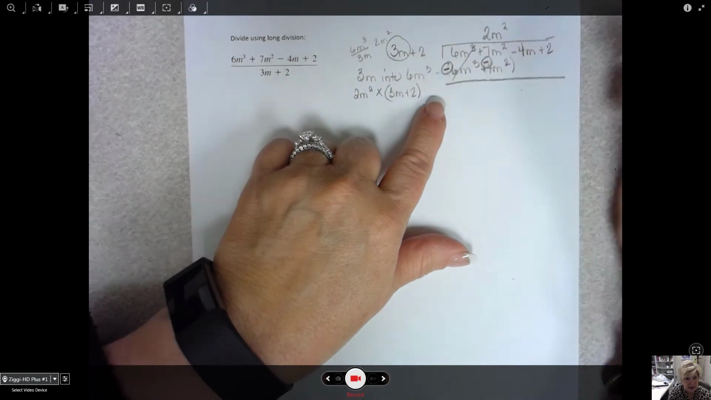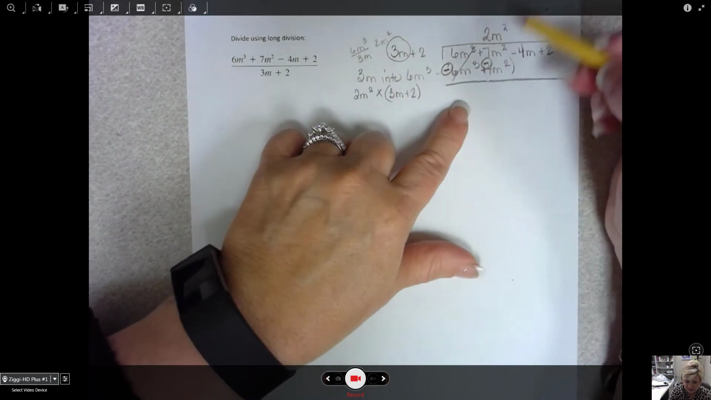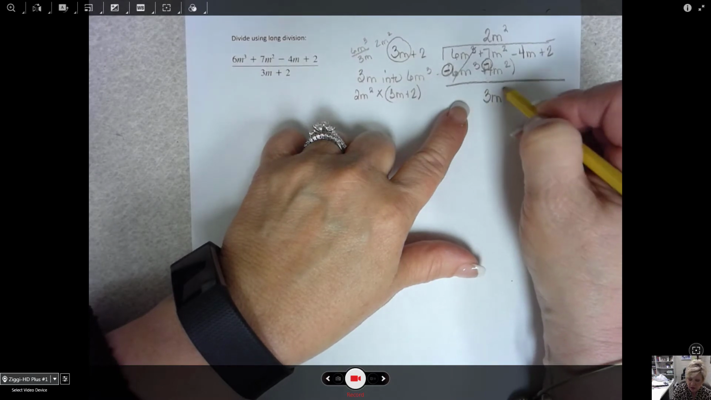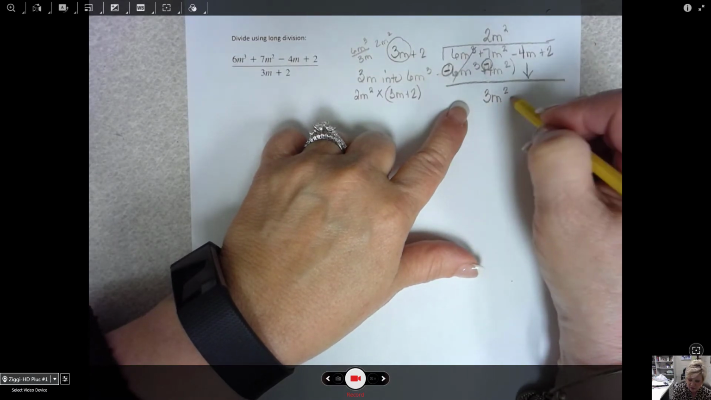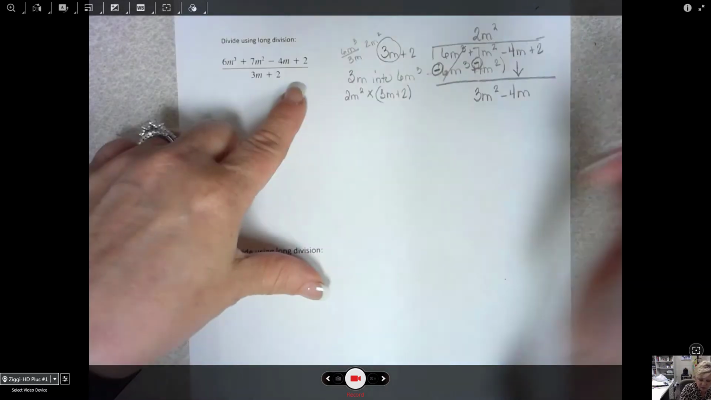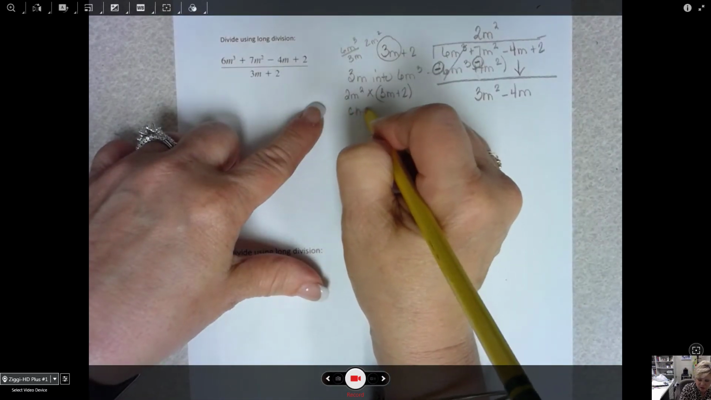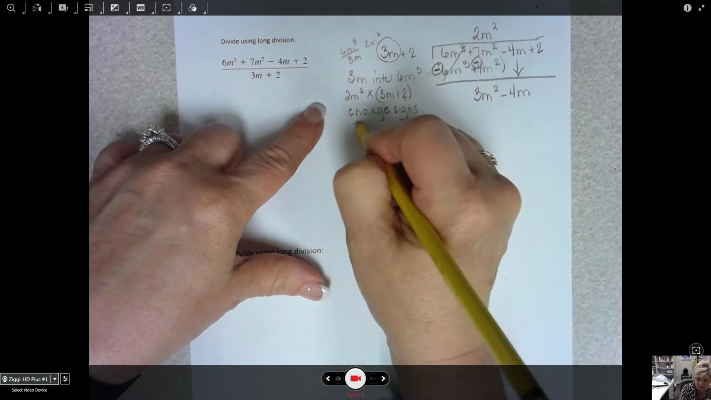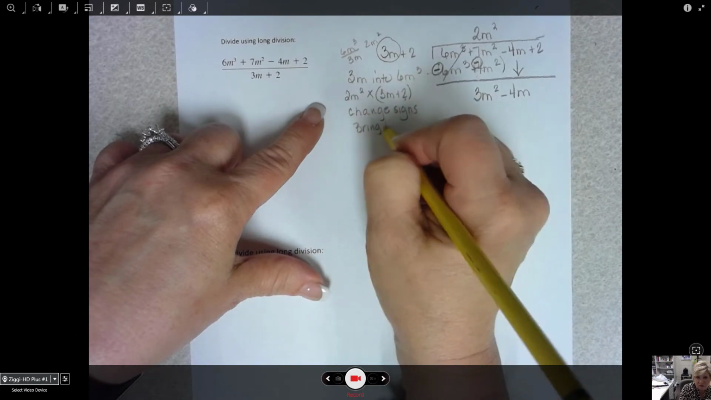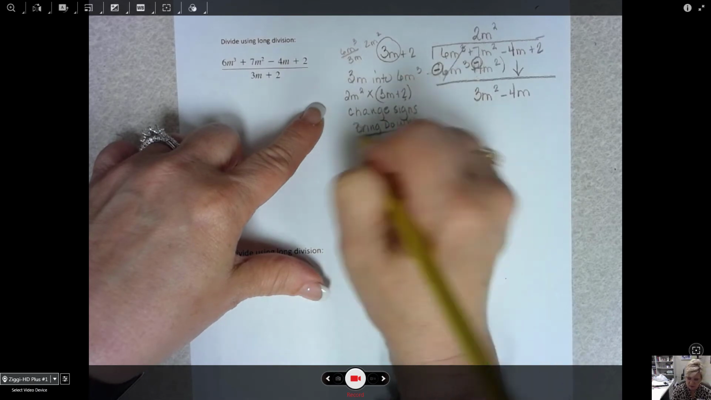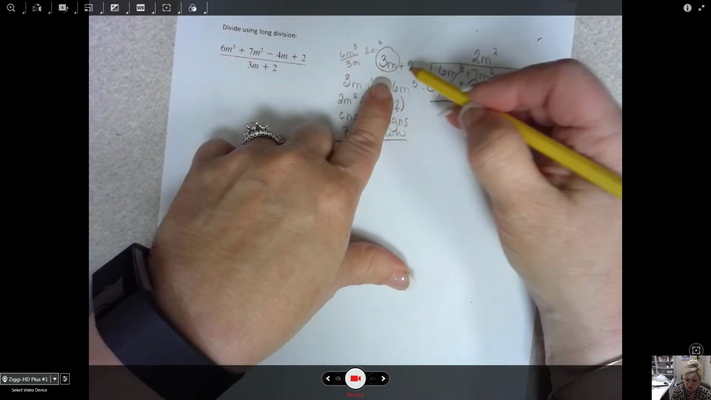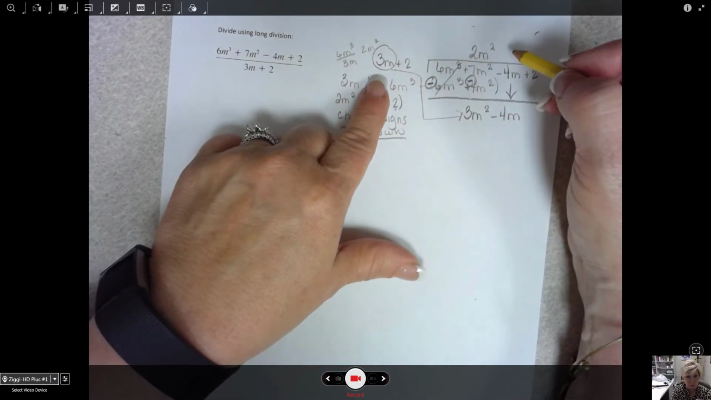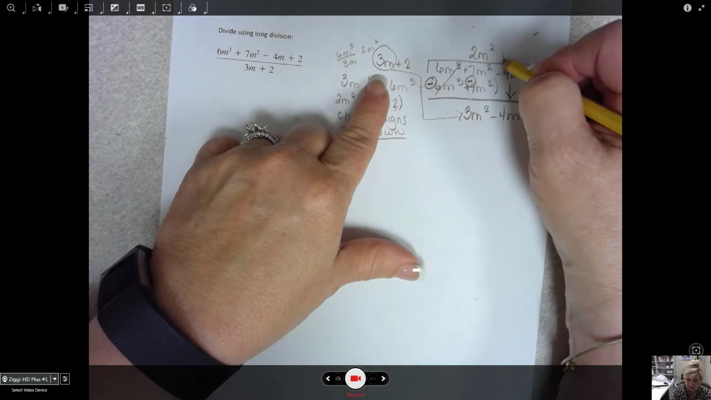The first term zeroes out, yay. And then 7 minus 4 leaves us with 3m squared, and we bring down negative 4m. So our third step, we change our signs. Fourth step, bring down. And start over. Do it all over again. 3m into 3m squared would leave us with m, right? Just a positive m.